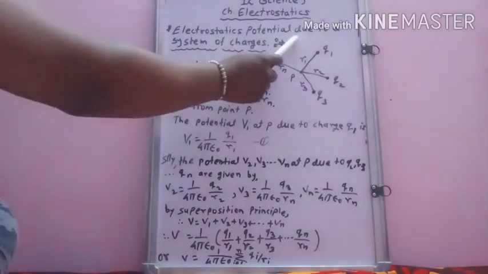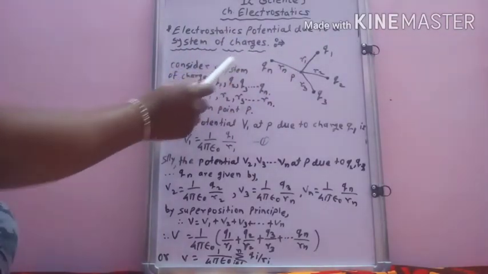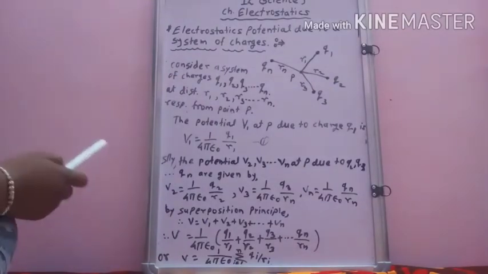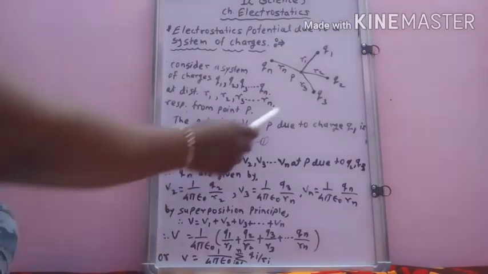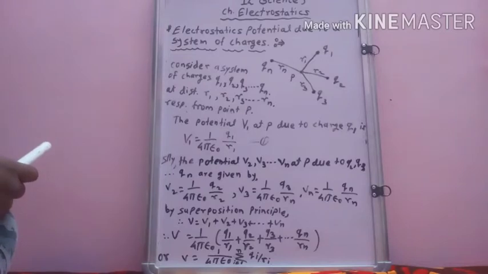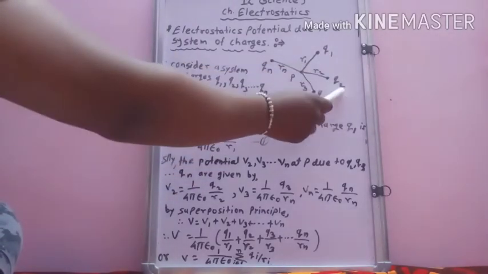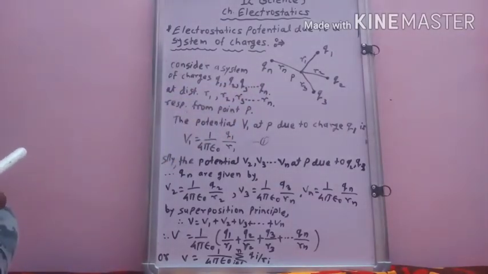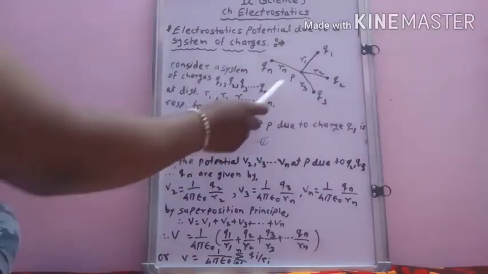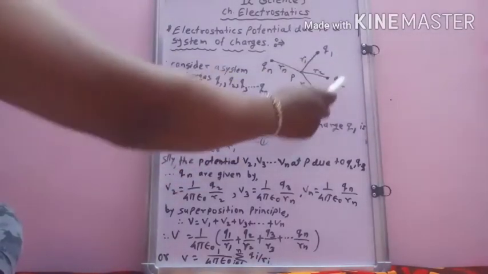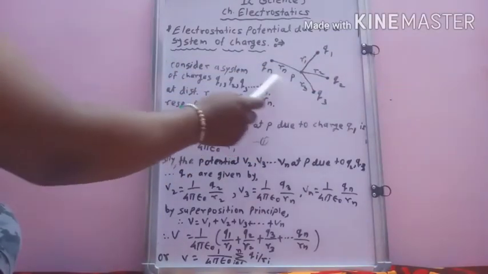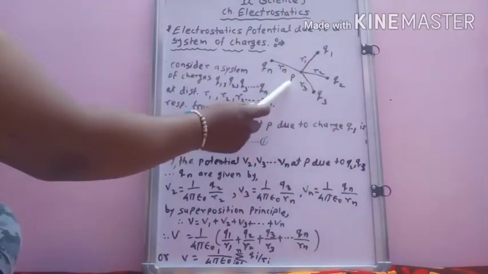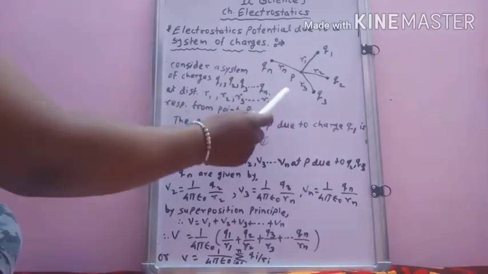Electrostatic potential due to a system of charges, in which we determine the electrostatic potential due to a system of charges. Here in this diagram we consider a system of charges, that means Q1, Q2, Q3 and so on up to Qn, the number of charges associated with the point P, and these charges are at some distance from the point P. This is the system of charges.